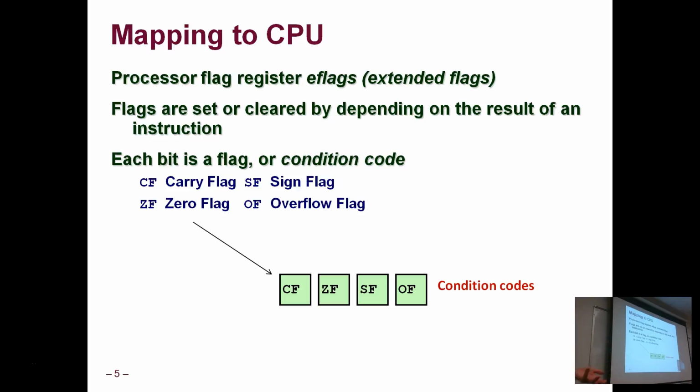So if you did a subtraction and the result was 0, well then this zero flag will be set. If you did a subtraction and then the sign bit was set, and it was a negative, then this sign flag will be set. So you could actually test that most significant bit manually, or you just look at the sign flag in this EFLAGS register.